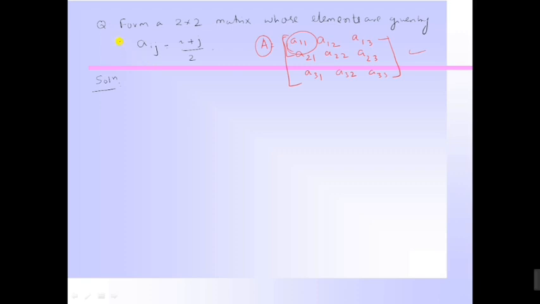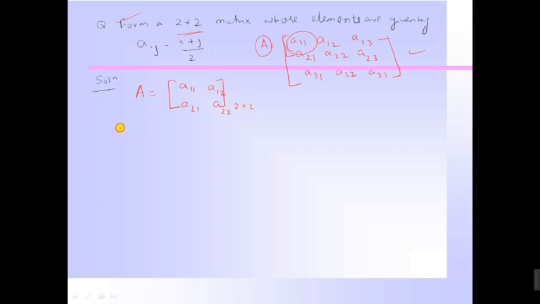So here I will be asking questions like this. Form a 2 cross 2 matrix whose elements are given by Aij, where i refers to the row number and j refers to the column number, and Aij is equal to (i plus j) divided by 2. Now let A be a 2 cross 2 matrix, so there will definitely be 4 elements. The 4 elements will be A11, first row first column, A12, first row second column, A21, second row first column, and A22, second row second column. That means 2 rows and 2 columns. So this is a 2 cross 2 matrix.